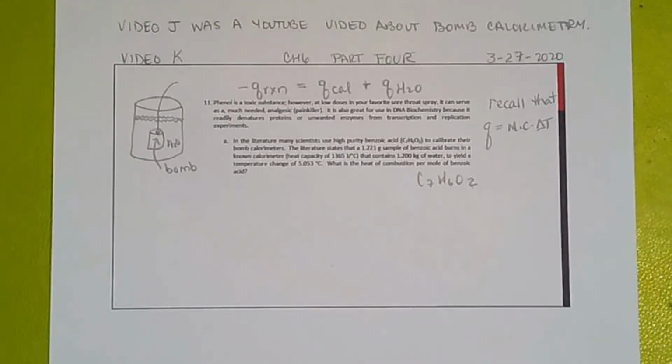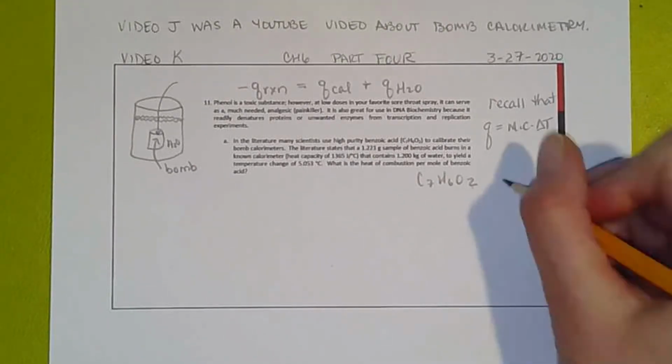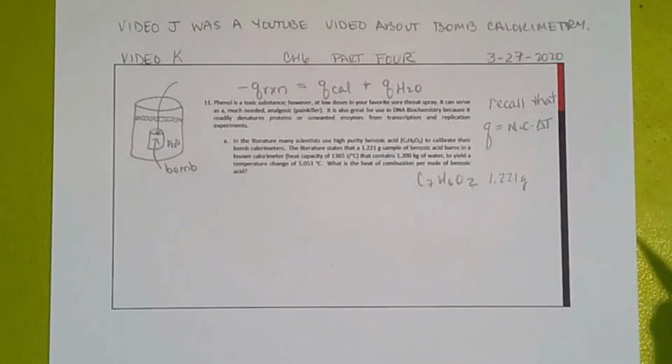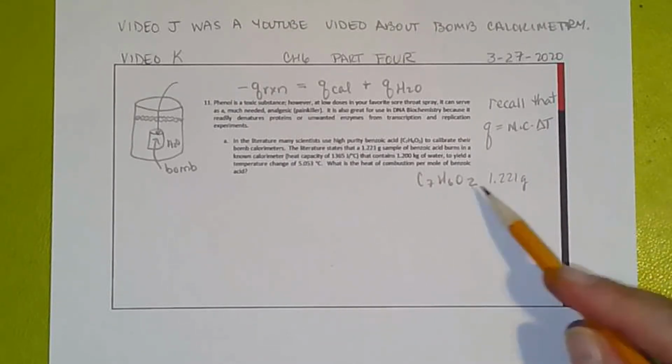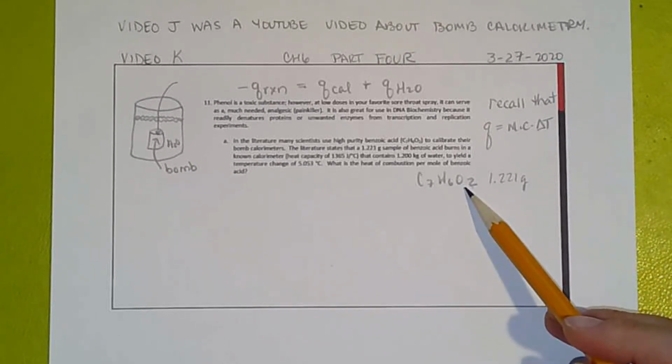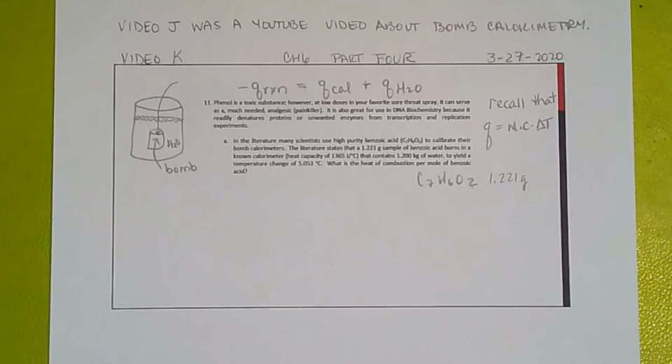So in this example, we have a 1.221 gram sample of benzoic acid, and it's combusted in a bomb calorimeter. Now you can go ahead and write that combustion reaction by combining this with oxygen and making carbon dioxide and water, but we actually don't need to do that for this question.